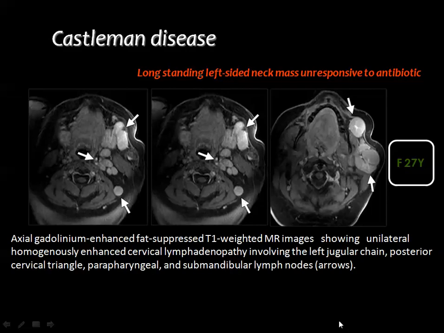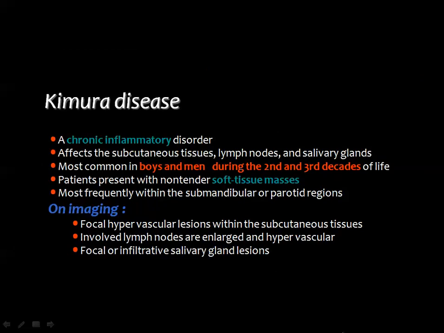Kimura disease is an inflammatory disorder, and this lesion will affect the subcutaneous tissues, the lymph nodes, and the salivary glands, especially the parotid. And it is commonly seen in boys and men during the second and third decades of life. The nodes are usually non-tender, and they are not usually surrounded by inflammatory reaction.